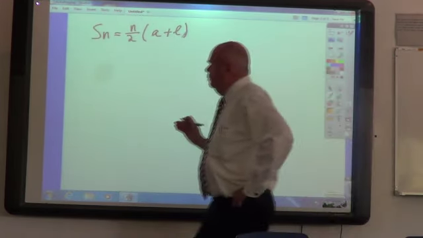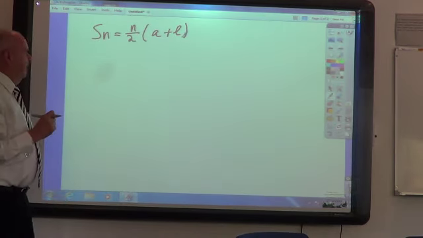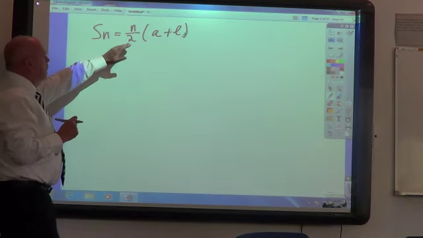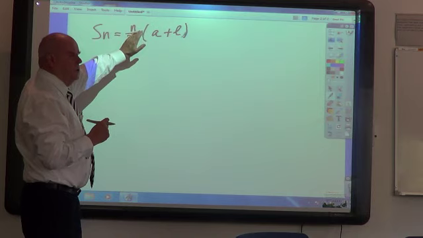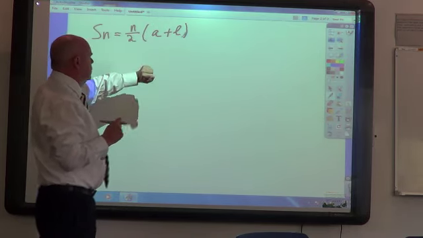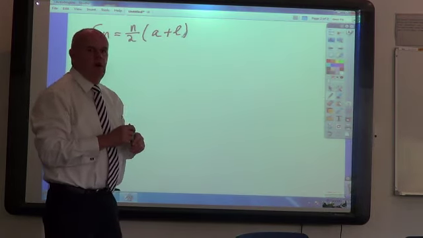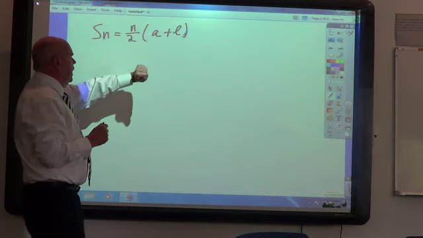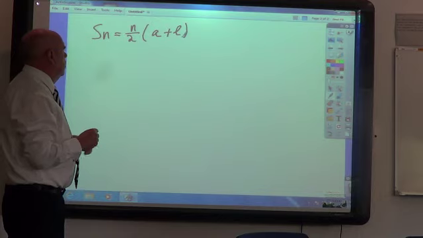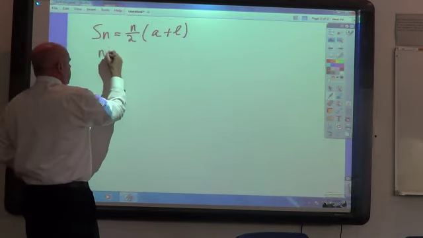Now I like to be driven by formulas. That is to say, I like to start with a formula and work out what I need to make it work. So with this formula, N is standing for the number of terms in the series, A is standing for the first term, L is standing for the last term. So we would need to know what the first and last terms are. Generally, it is not a problem to know how many terms we have in the series. So let's just record that.